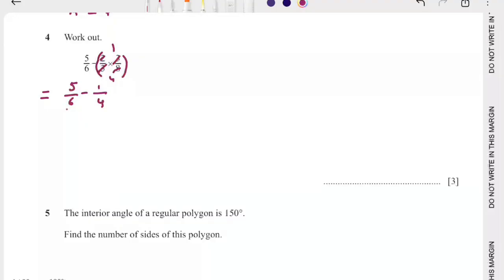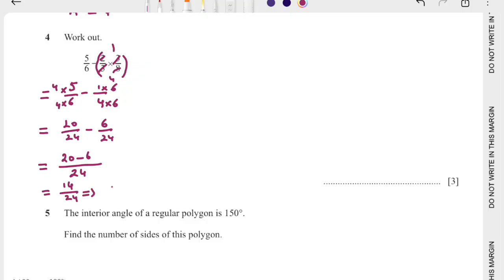So to make their denominators same, we'll multiply 6 by 4, 5 with 4, and 4 with 6, and 1 with 6. So it will be 20 over 24 minus 6 over 24. As denominators are same, so we can easily subtract numerators. So it will be 20 minus 6 is 14. 14 divided by 24 is equal to 2 times 7, 2 times 12. 7 by 12 is your answer.